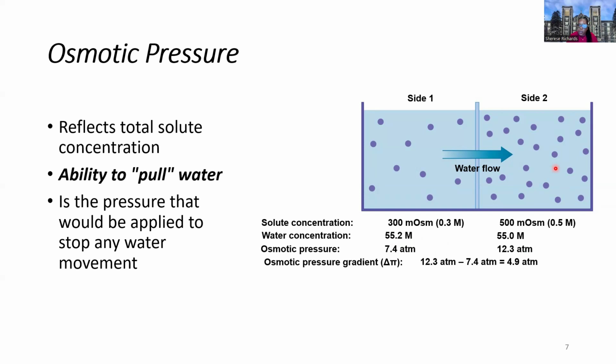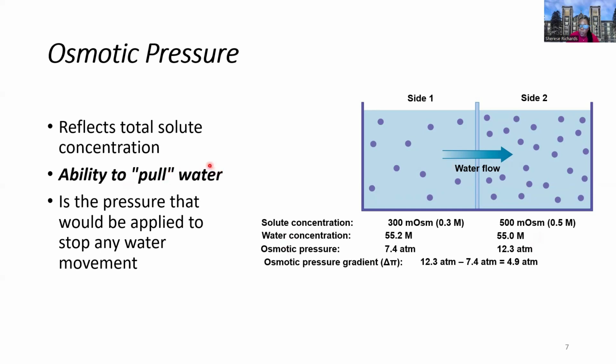All right. Now we can also calculate the gradient, the osmotic pressure gradient, which tells us that side one has a lower pressure, side two has a higher pressure. So the direction of our gradient is going to be from the lower osmotic pressure towards the higher osmotic pressure, which is going to be from side one to side two. And the strength or magnitude of that force is going to be the differential, which is about 4.9 atmospheres. Okay, so 4.9 atmospheres is the pressure that is exerted from side two onto side one to pull water from side one to side two.